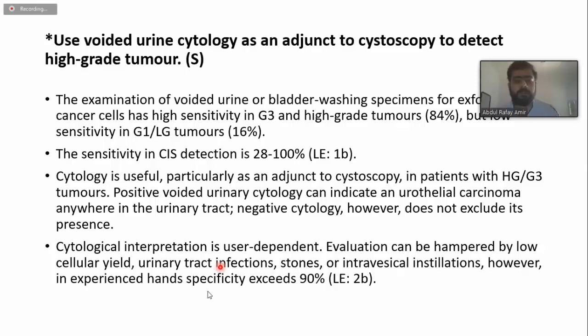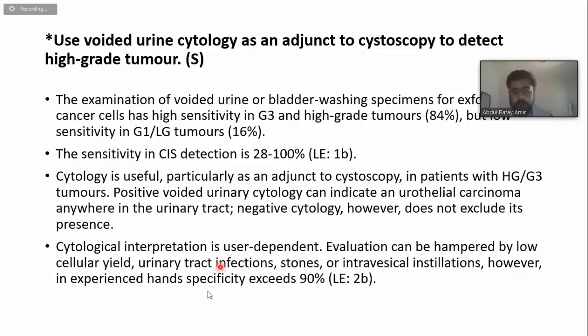Use voided urine cytology as an adjuvant to cystoscopy to detect high-grade tumors. Examination of voided urine or bladder wash specimen for exfoliated cancer cells has high sensitivity in high-grade or G3 tumors, but its sensitivity is relatively low in a low-grade G1 tumor. Its sensitivity for a carcinoma in situ ranges from 28 to 100%. Cytology is useful particularly as an adjuvant to cystoscopy in patients with high-grade G3 tumors. Positive voided urine cytology can indicate a urothelial carcinoma anywhere in the urinary tract. Negative cytology does not exclude the presence.